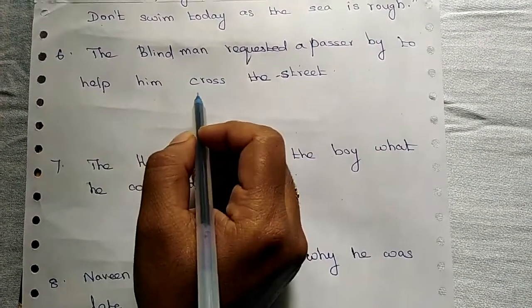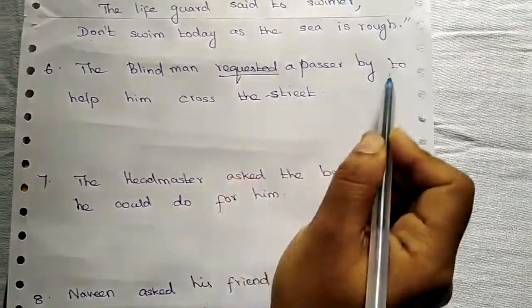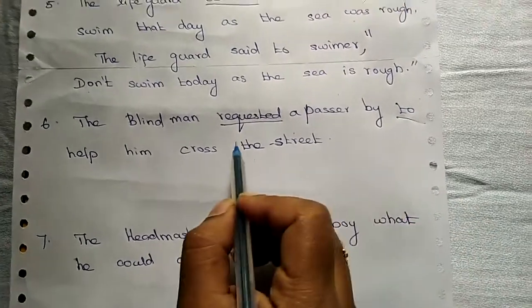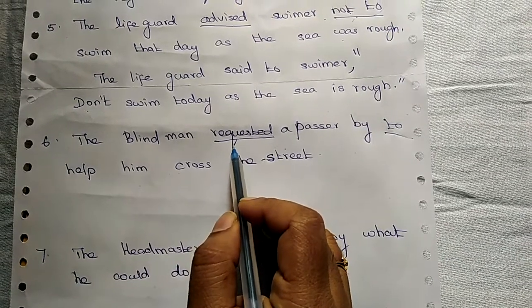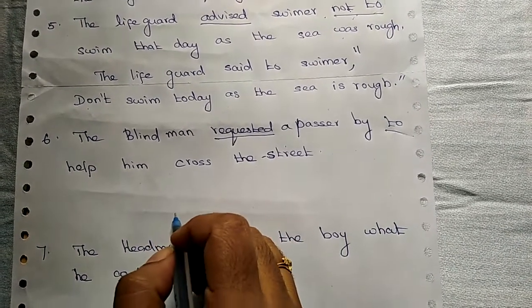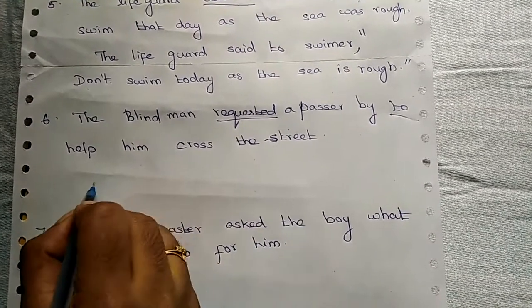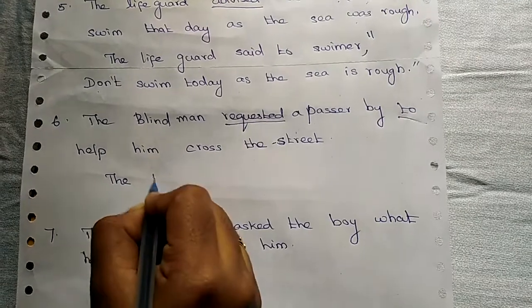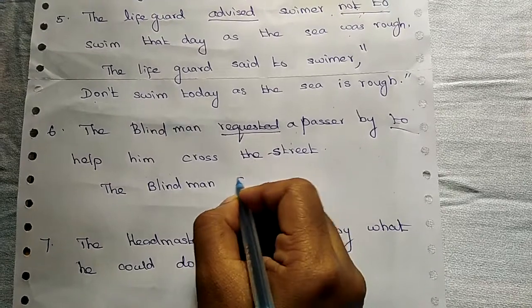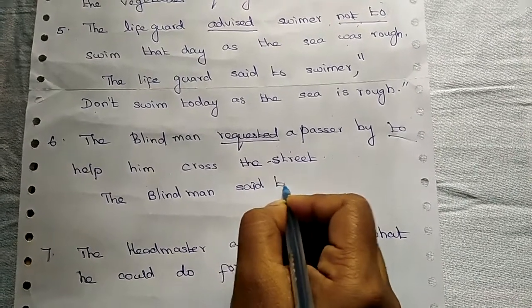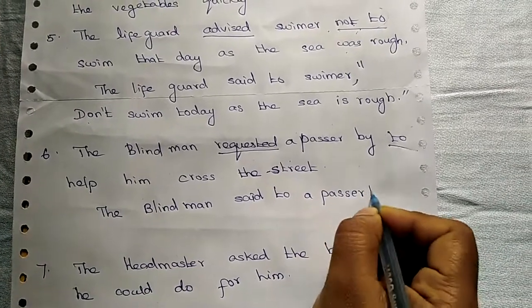Okay. The blind man. Do you find the reporting verb here? Yes, it's requested. To is the connecting word. So what's the speciality about this word requested? It's pleading with others, is it, ma? So you have to use the word please while you are doing it. Okay, so now shall we change? See, the blind man requested will change into said to a passerby. The blind man said to a passerby.